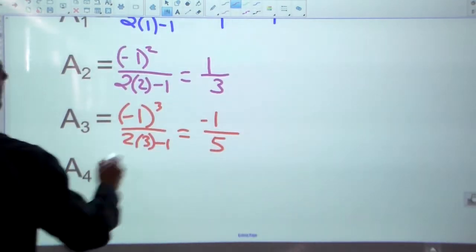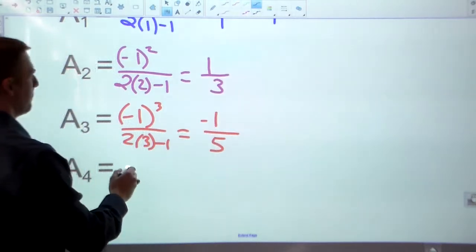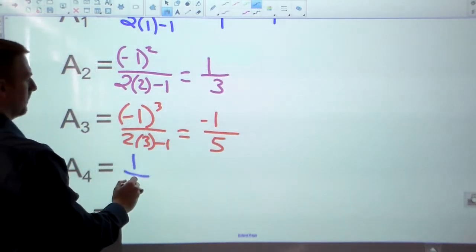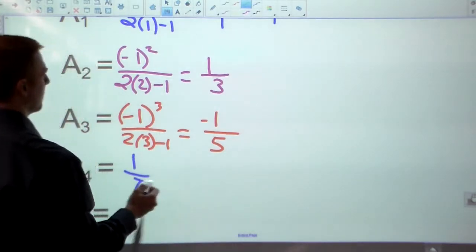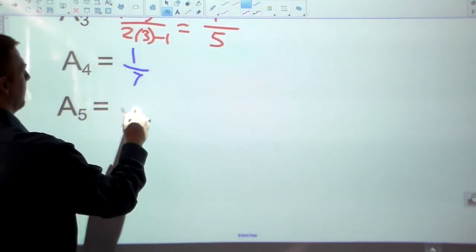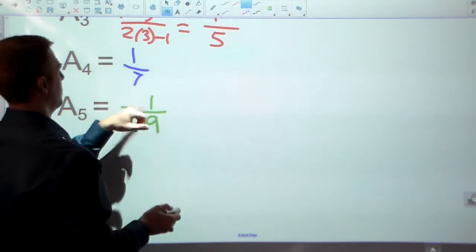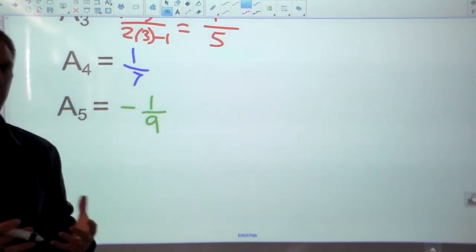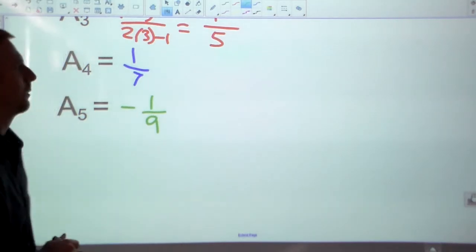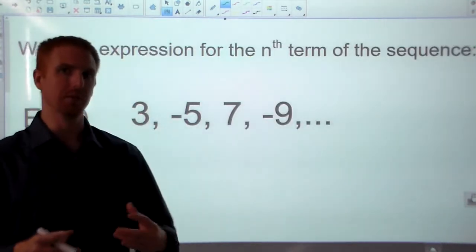So I could go ahead and predict, and it'd be correct, that this will be positive 1 over 7. And the last one here, in this case, will be back to being negative, 1 on top, and now 9 on the bottom. And you can plug in 4 and plug in 5 and verify that, but that is the pattern, and that'll work.